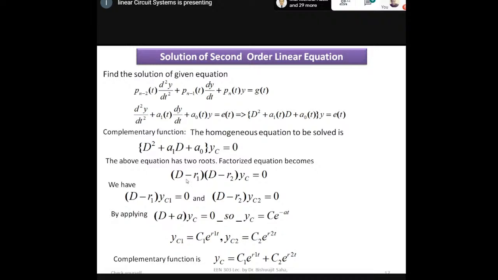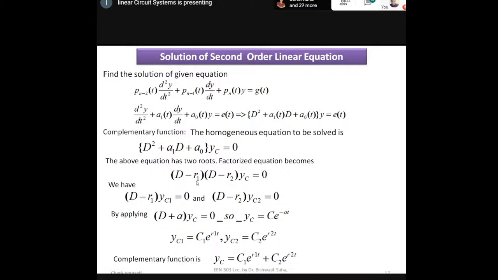After that, you see, each factor is a first order equation, isn't it? D minus R1 is a first order equation because here D means d by dt, the first derivative. Understand? D equals dy by dt. So you have dy by dt.